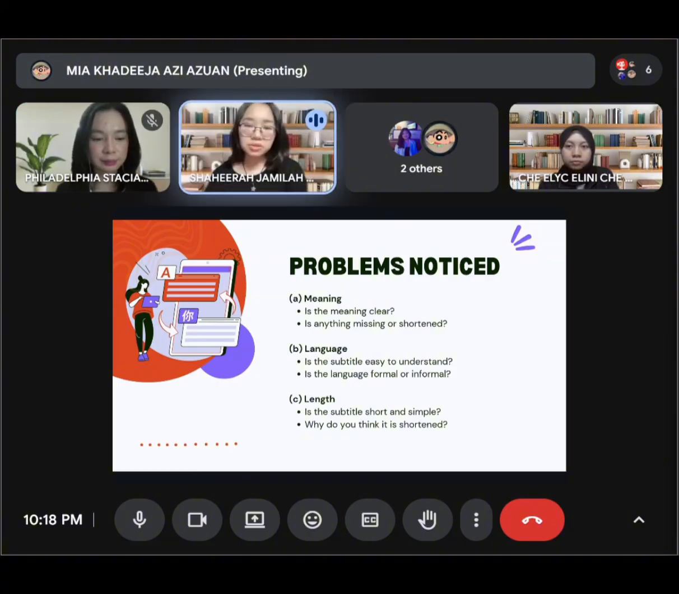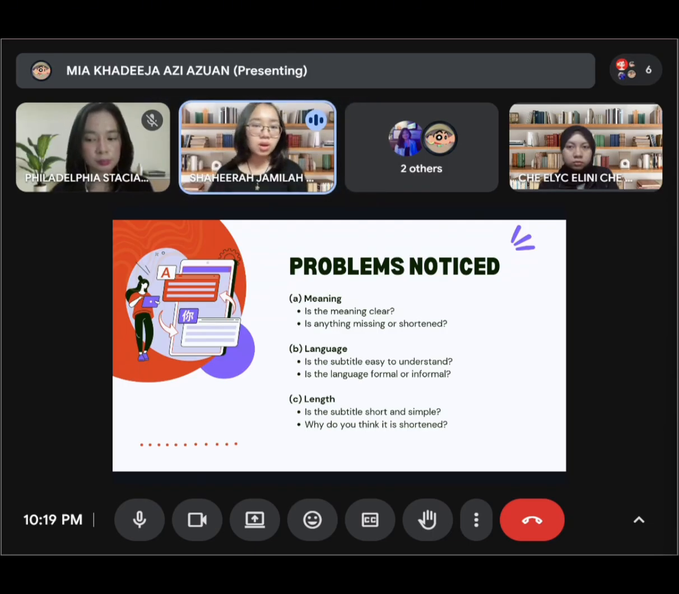Okay, in conclusion, the subtitles are sometimes short for readability, but in other cases, they are too long, which could affect the clarity. And a better balance between length and meaning is actually needed in translation.